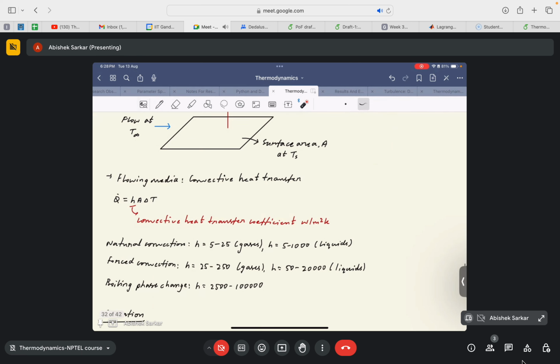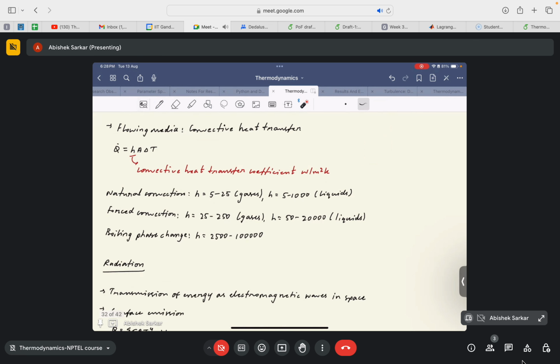Now again, here also the convective heat transfer coefficient will have different ranges. In the case of natural convection, the convective heat transfer coefficient varies from 5 to 25 for gases and 5 to 100 for liquids. In the case of forced convection, it varies from 25 to 250 for gases and 50 to 20,000 for liquids. And similarly, in the case of boiling phase change, it varies from 2500 to around 1 lakh.